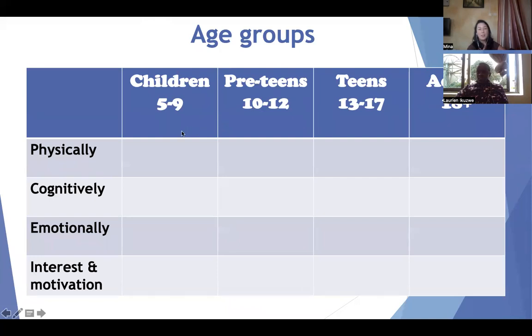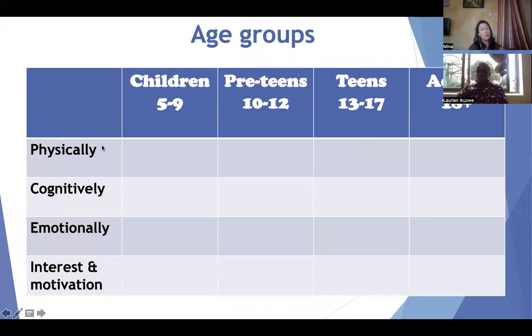So I've broken this up into children 5 to 9. Of course, if we were going deeper into this, we would want to break children up into younger children and older children. I've got preteens here as 10 to 12, teens as 13 to 17, and adults as 18 and up. And there's obviously, these aren't set cutoffs. And so there's obviously some overlap here.